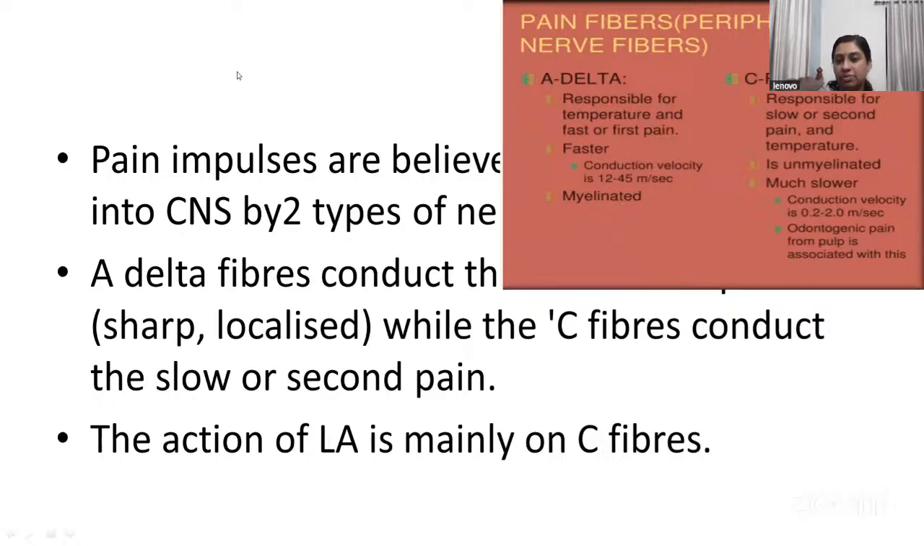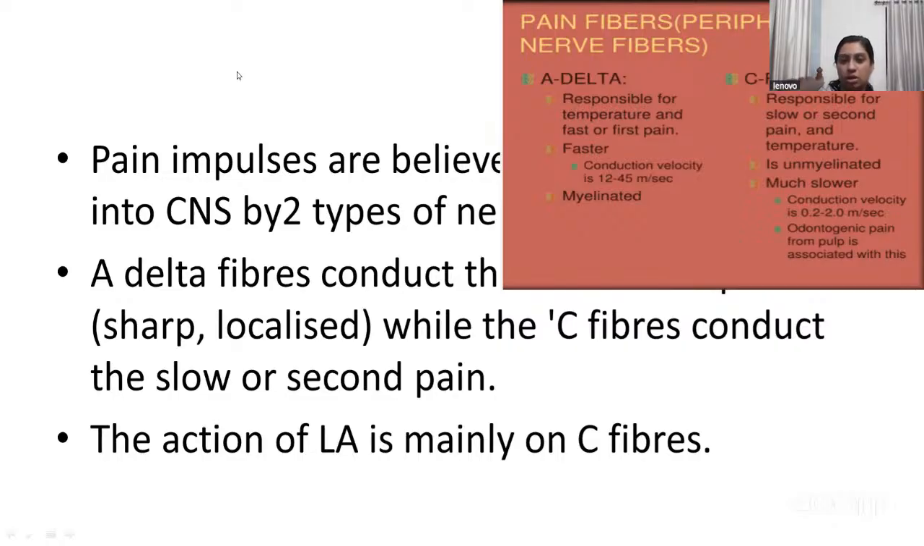A delta fibers are responsible for the temperature and fast pain, and they conduct faster. Adults are faster than the children. They have more conduction velocity, which is associated with myelination. Since A delta fibers are myelinated, the velocity is more, whereas in C fibers the conduction velocity is less. Also, odontogenic pain from the pulp is associated with the C fibers. The action of LA is mainly on the C fibers. That's also an MCQ point.